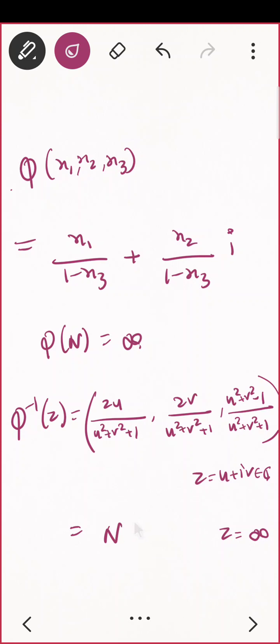What is your north pole? You may mention it. It is (0, 0, 1). On the z axis it is just 0, 0, 1. Okay, so this is the mapping. This map is called stereographic projection, and you can easily prove that this is a bijective map.